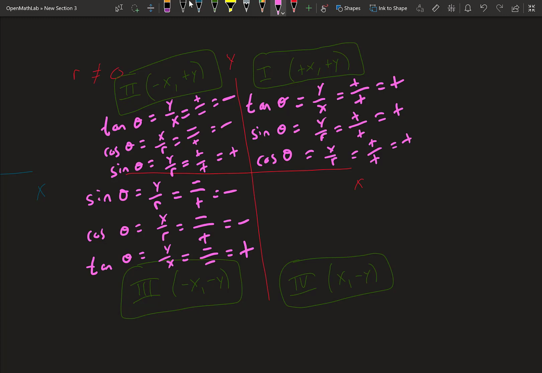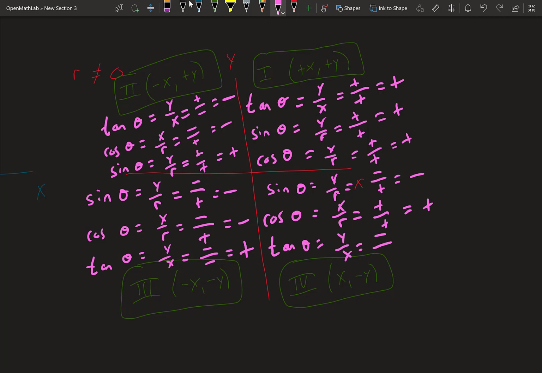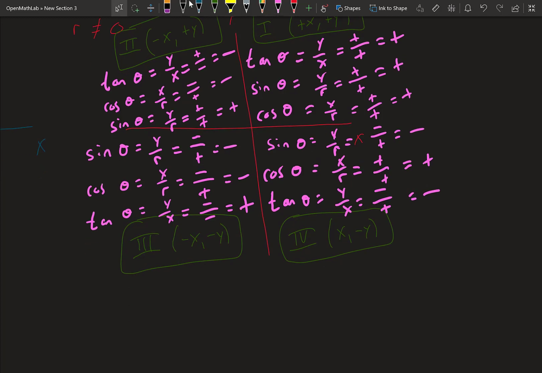And then lastly, quadrant 4, right? So sine theta is y over r, where y is negative, r is positive, so this gives me a negative, right? Cosine of theta is equal to x over r. So x is positive, r is positive, so we get a positive answer. Then lastly, tangent of theta is y over x, so that would be negative over a positive, which is negative, right? So that's just walking through what those signs would be.